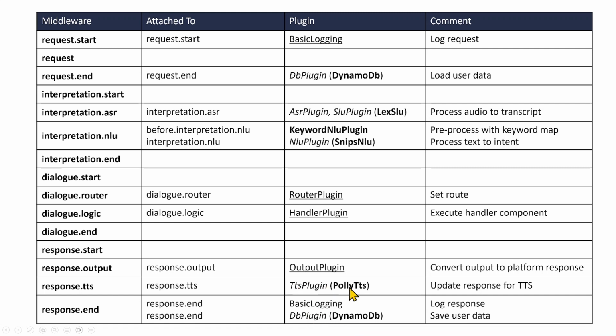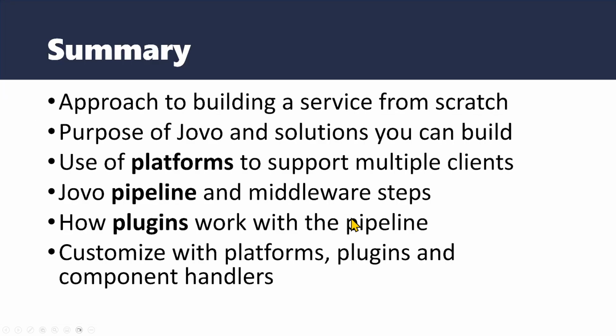And then this is an example of a text-to-speech plugin. But what I wanted to show here is that there is a strong correlation between the pipeline and the different middlewares and the plugins, and that plugins are very important to Jovo. So really, the places that you can customize an application are based on what platforms you select, which plugins you include, and any custom code you write in the component handlers.